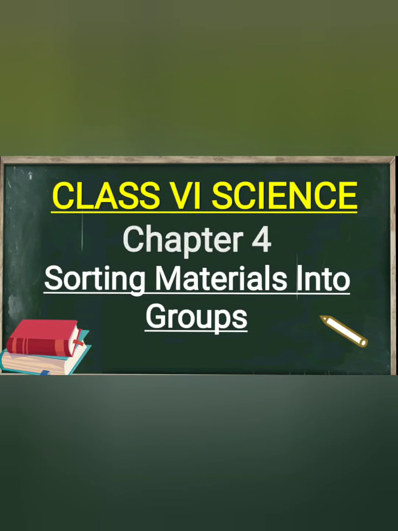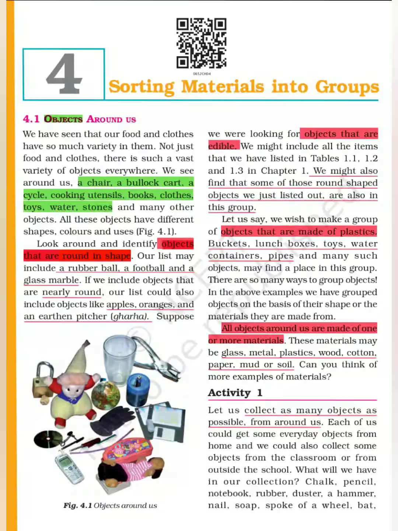Hello students, today we will revise chapter number 4, sorting materials into groups. In this chapter we will see how all the objects are made with materials, and how these materials, based on the differences or similarities among them, can be sorted, meaning separated into groups. Okay, so let's get started.